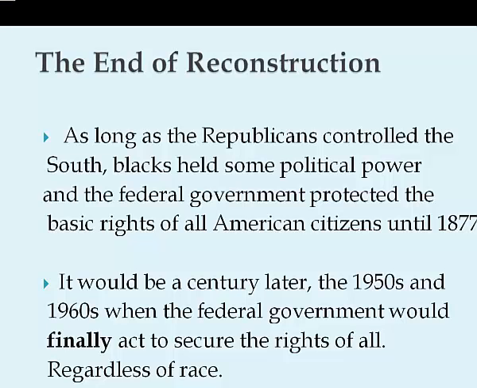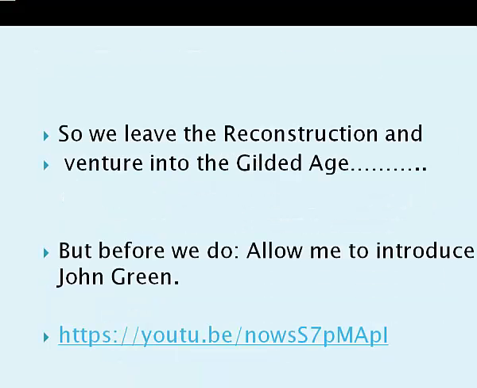Reconstruction had defined an American adjustment to the end of slavery and continued long after 1877. But a distinct period in which Republicans controlled much of the South, blacks held some political power, and the federal government protected the basic rights of all American citizens came to an end in 1877. Only a century later, in the civil rights era of the 1950s and 1960s, which we also get into, would the federal government finally act to secure the rights of all, regardless of race.